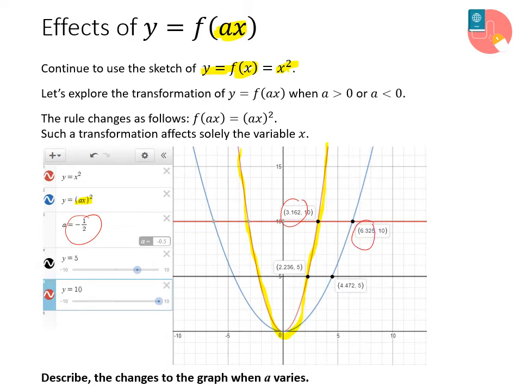Instead of a negative value, the graph actually scales, or rather stretches outwards along the x-axis, and the coordinate is multiplied by 2.